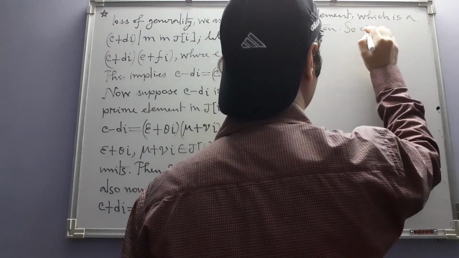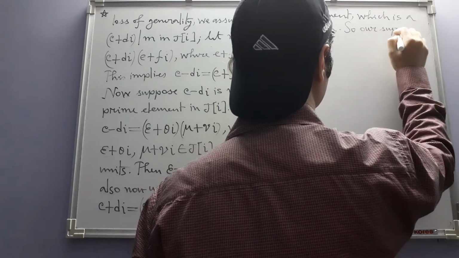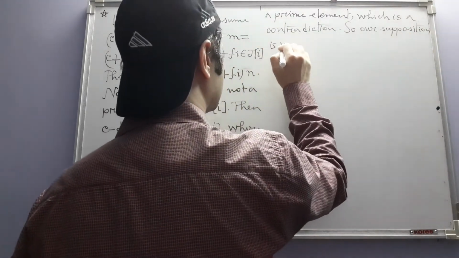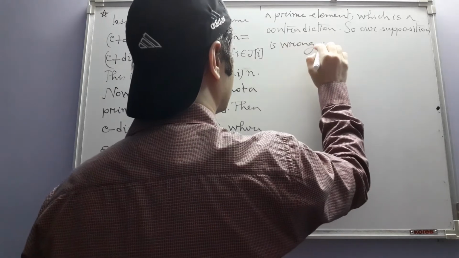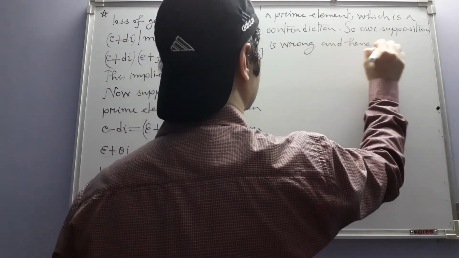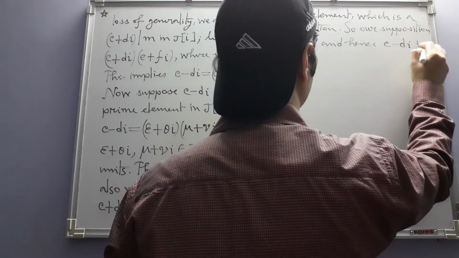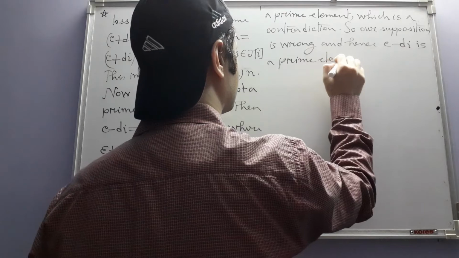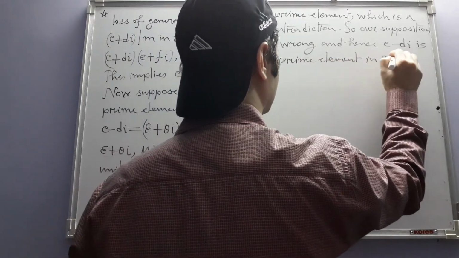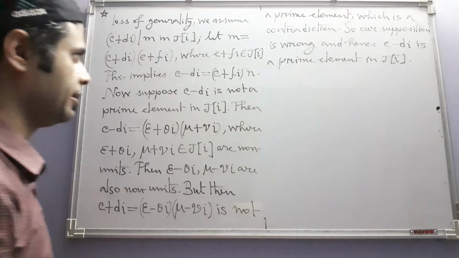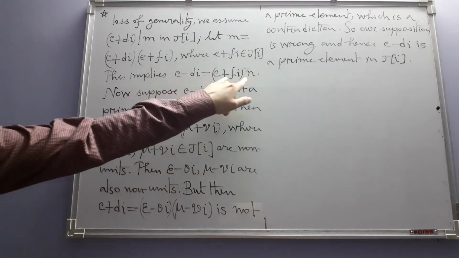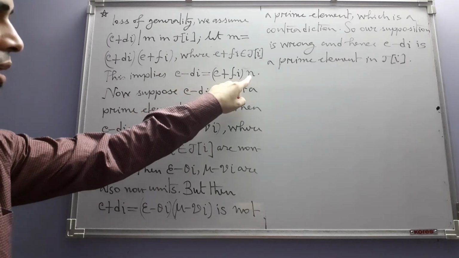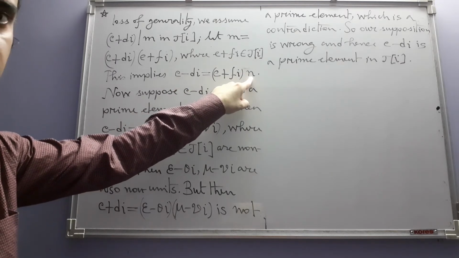So our supposition is wrong, and hence c minus di is a prime element in Z[i]. Now you look at this equation. c minus di is (e plus fi) times n.